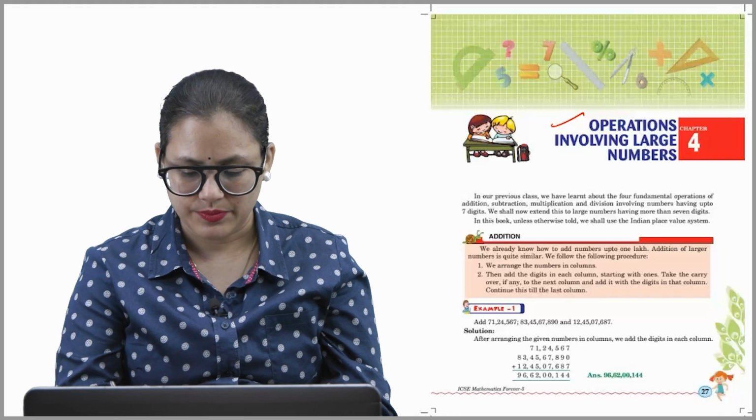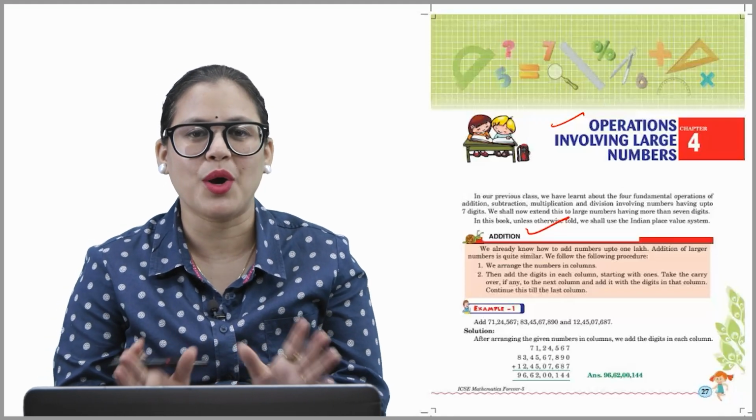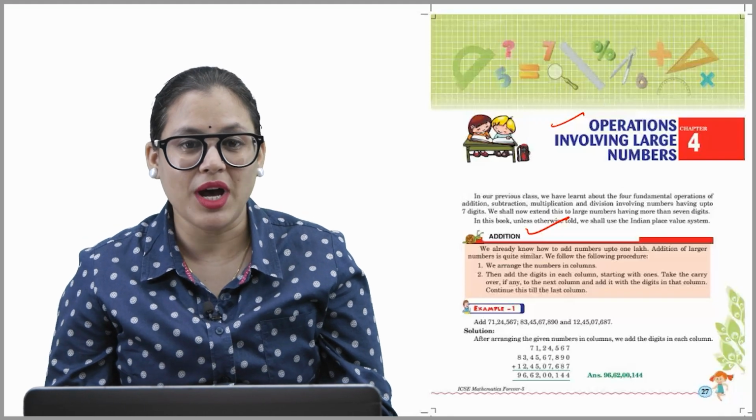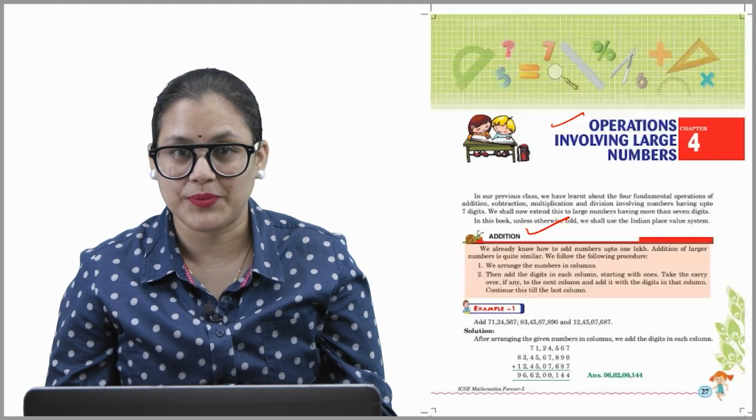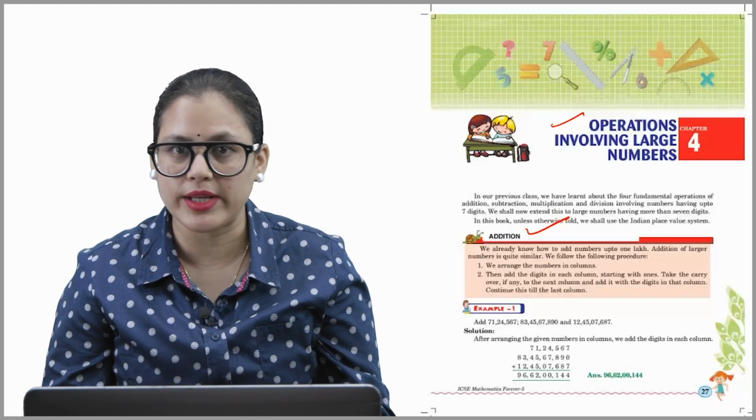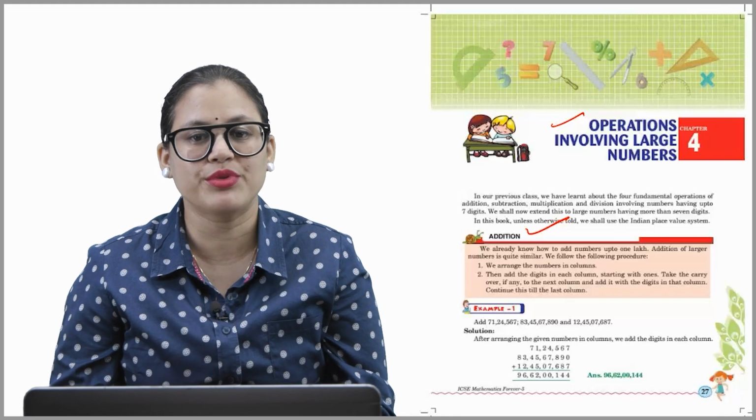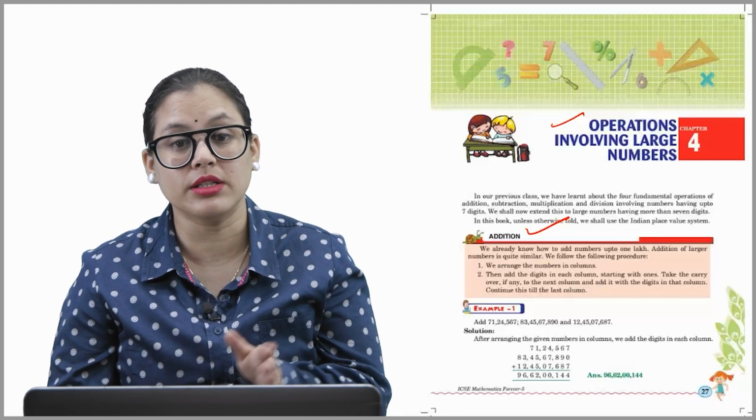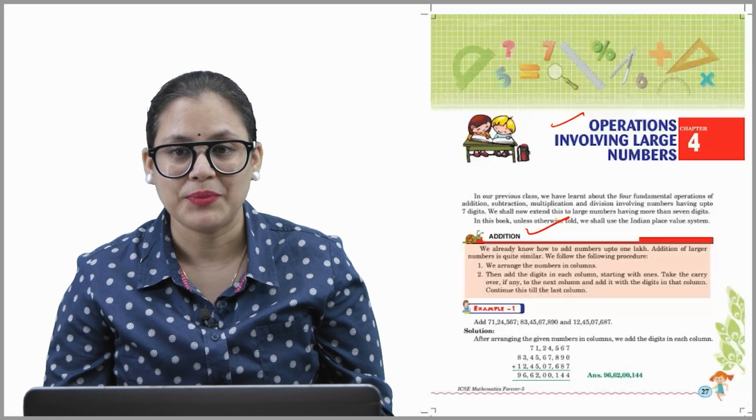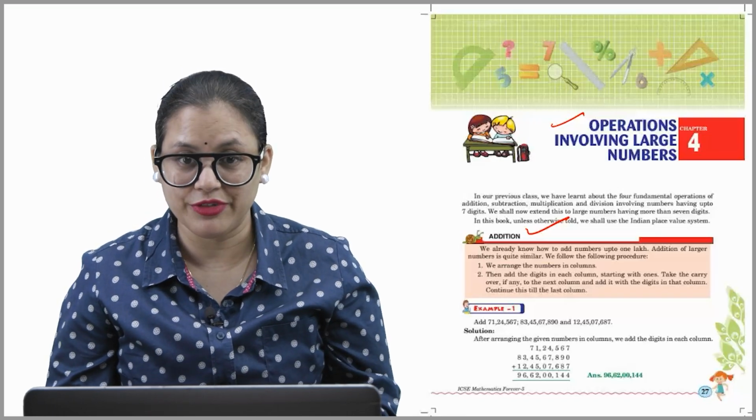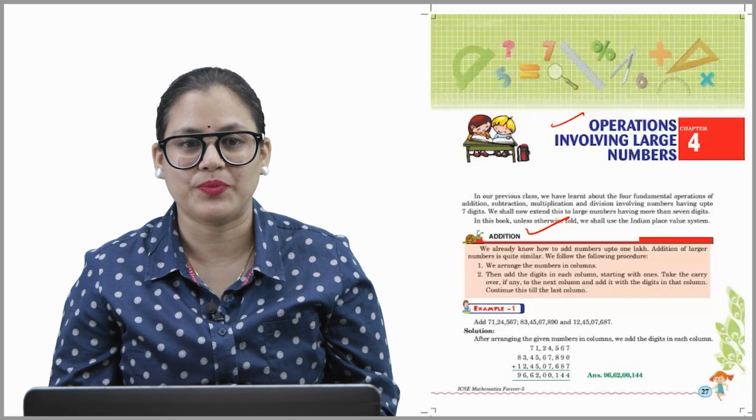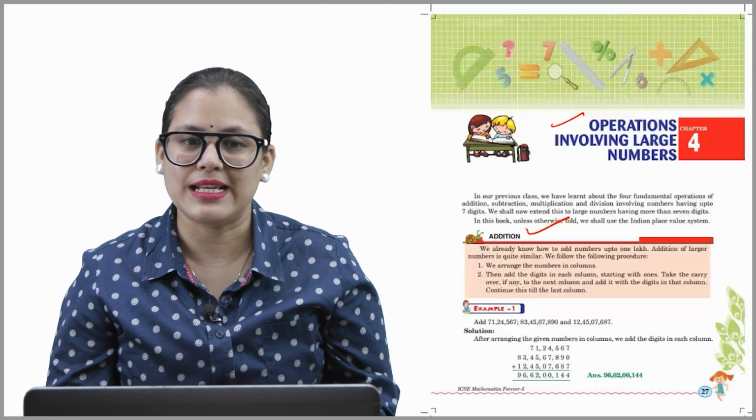Addition. I know you know how to add, but let's read this out. We already know how to add numbers up to 1 lakh. Addition of larger numbers is quite similar. We follow the following procedure. Number 1, we arrange the numbers in columns, then add the digits in each column starting with ones. Take the carry over, if any, to the next column and add it with the digits in that column. Continue this till the last column.